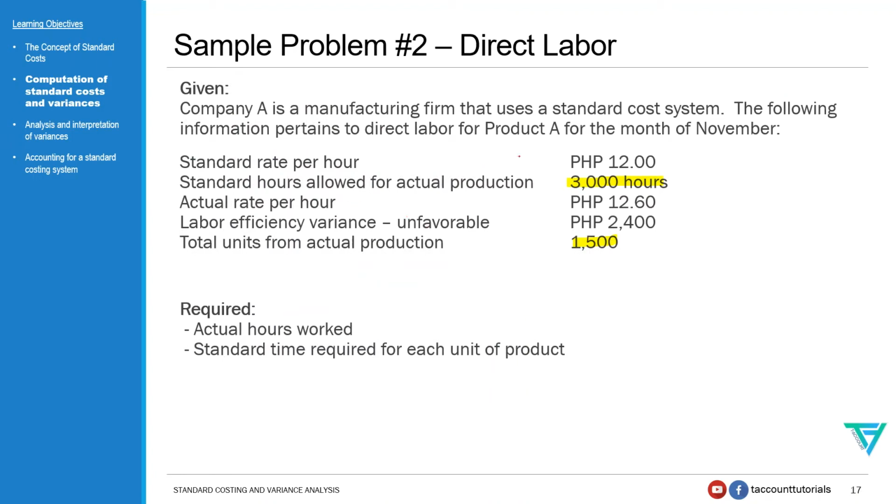So let's just go back to the problem slide. We mentioned earlier we should make use of standard hours. We are also given the standard rate per hour, 12 pesos. We're also given here our standard hours allowed for actual production, 3,000 hours. Then we are also given here our 2,400 unfavorable efficiency variance. Given these items, we would now be able to work back to compute for the actual hours worked.